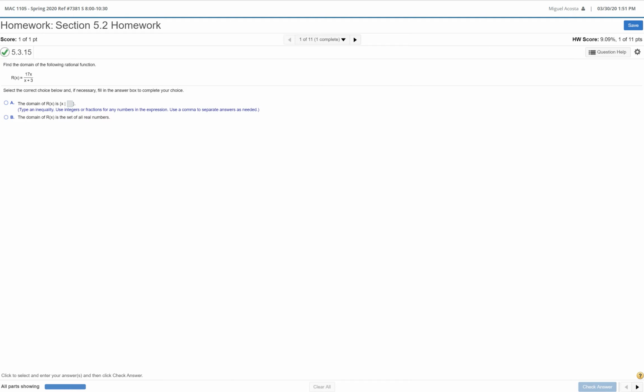Alrighty, let's begin. Question 1. Find the domain of the following rational function. Okay, so let's see. The equation says y equals 17x divided by x plus 3.